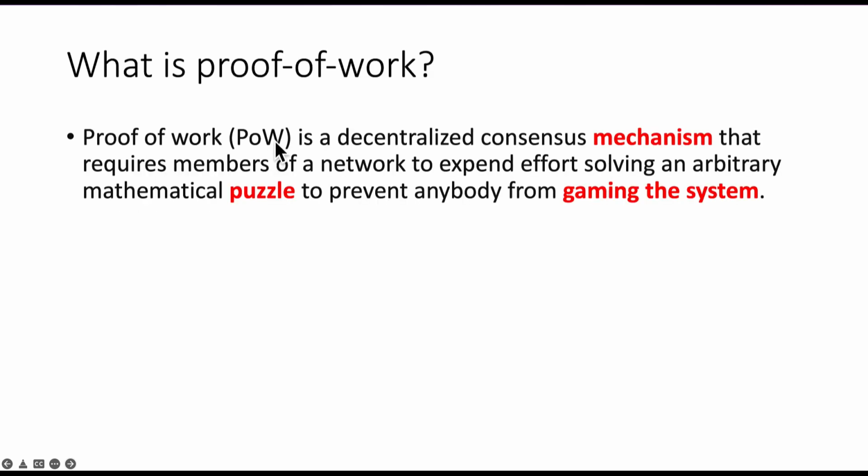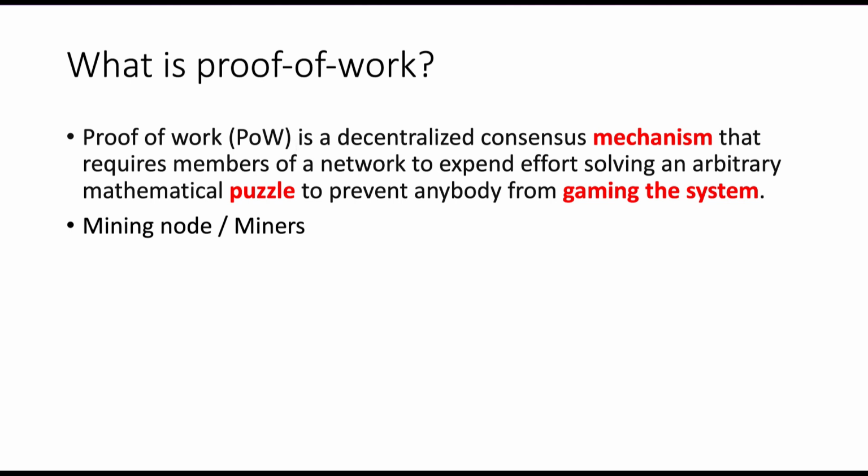So, proof of work is a decentralized consensus mechanism that requires members of the network to expend effort solving an arbitrary mathematical puzzle to prevent anybody from gaming the system. And this work is done by mining nodes, or we can call them miners.